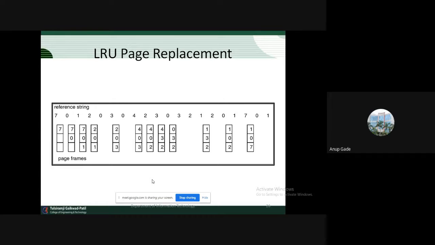7 not there, so bring it. 0 not there, bring it. 1 not there, bring it. Now least recently used सबसे पुराना अब इसमें कौन सा है? So 7 is the oldest one, so replace 7 with 2. 0 already there, no page fault. Then check which one is the oldest one.